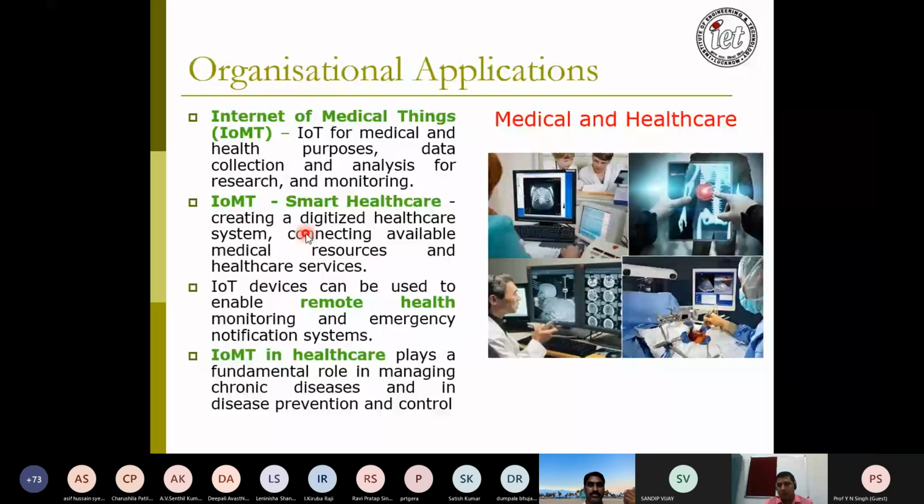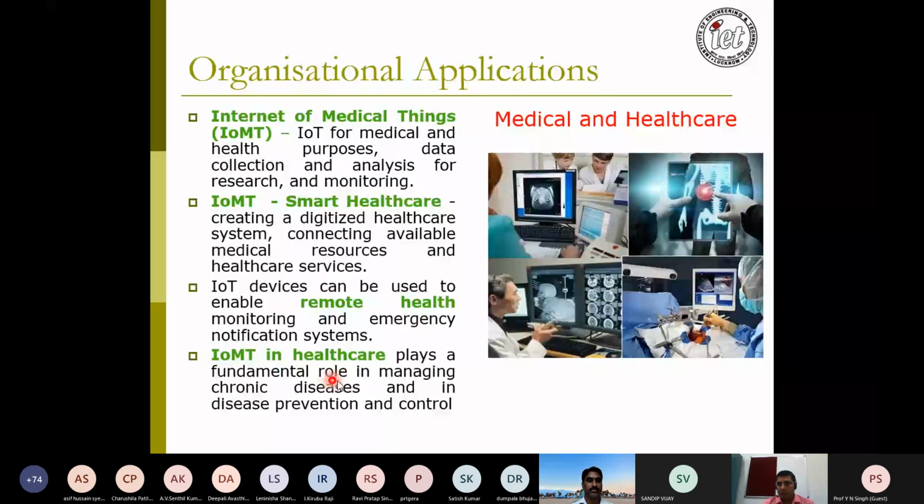The Internet of Medical Things means making the healthcare system smarter. It creates a digitized healthcare system connecting available medical resources and healthcare services. You have to provide the digital data, and then process and analyze it. The devices enable remote health monitoring and emergency notification systems, which you can visualize very easily. IoMT can play a fundamental role in managing chronic diseases and in disease prevention and control.